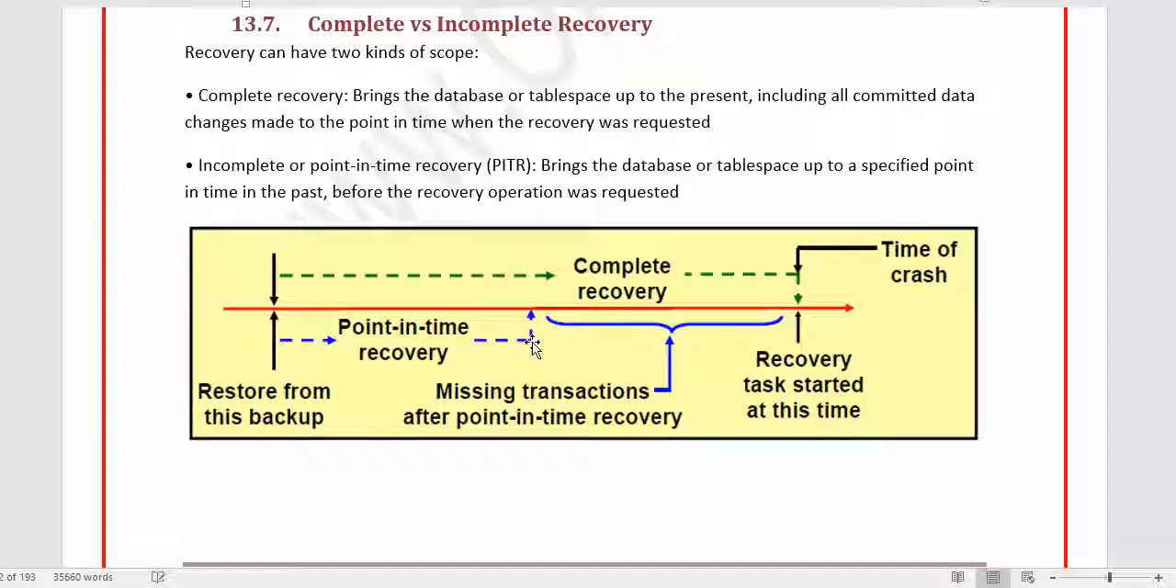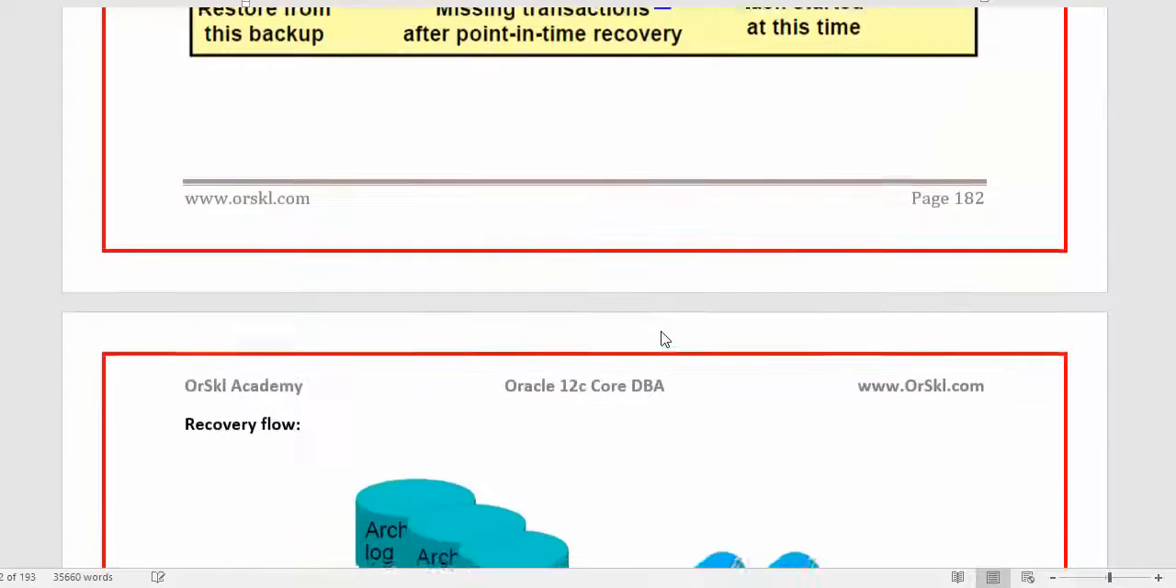That means whenever you perform a point in time recovery, all the transactions between the crash time and the restore time will be missing. That means if a crash happened at 10:05 and you are restoring your database only until 10:02, all the transactions between 10:02 and 10:05 are completely gone. That is something that you need to remember.